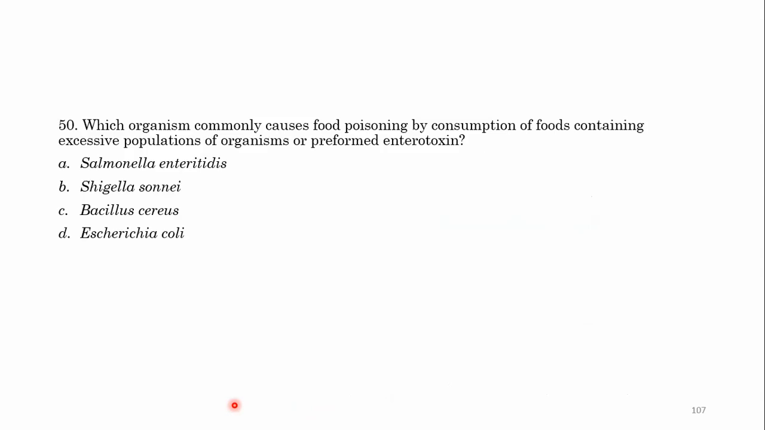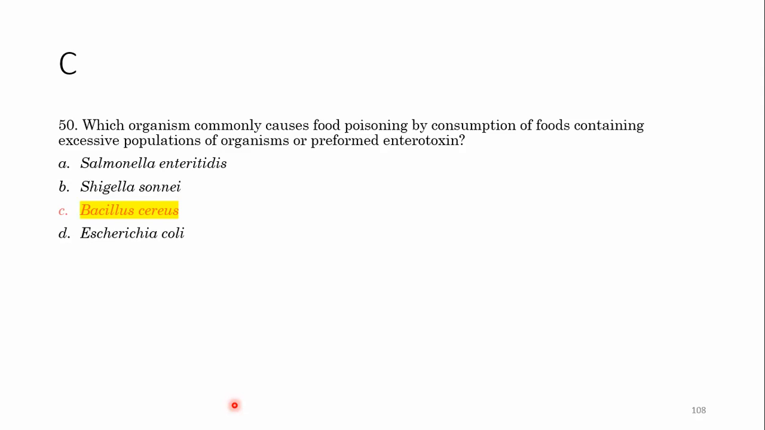Number 50, which organism commonly causes food poisoning by consumption of foods containing excessive populations of organisms or preformed enterotoxin? A. Salmonella enteritidis. B. Shigella sonnei. C. Bacillus cereus. Or D. Escherichia coli. The correct answer is letter C.